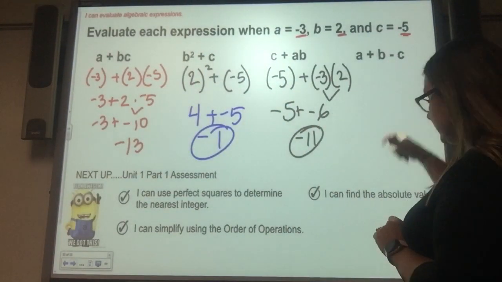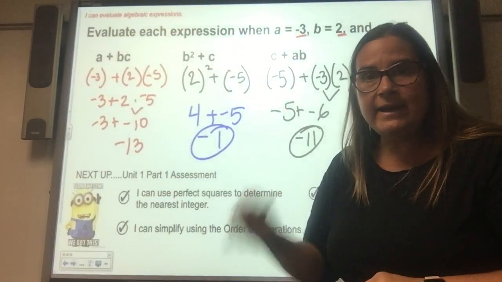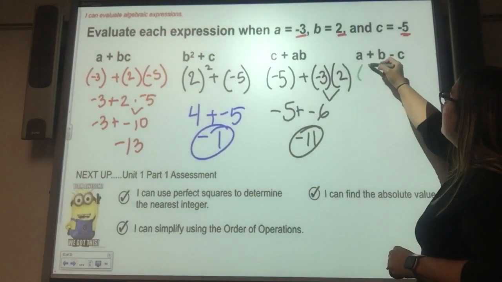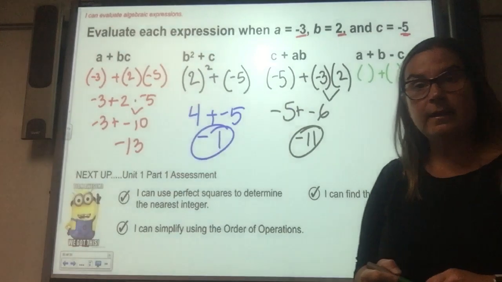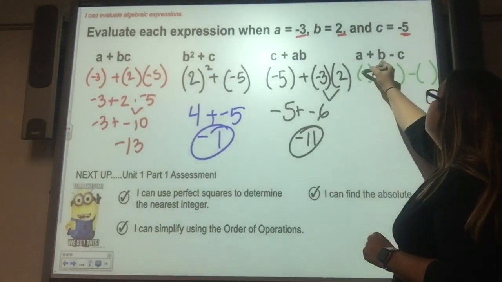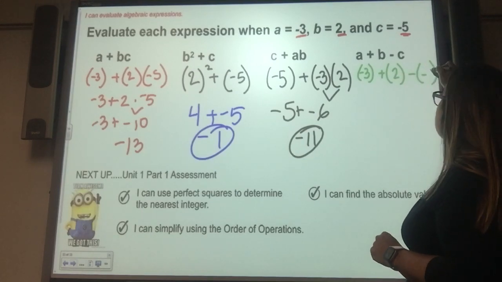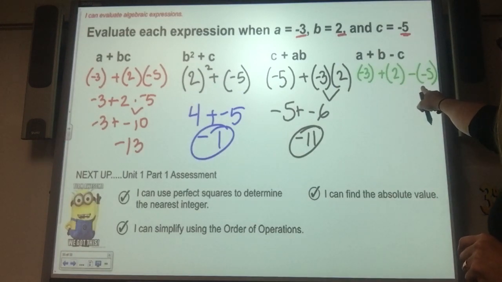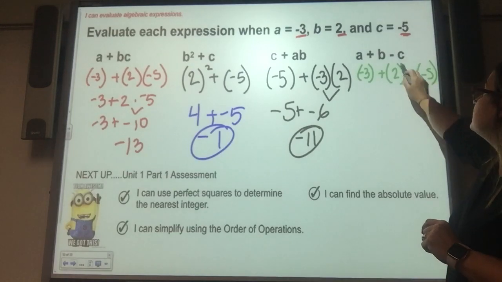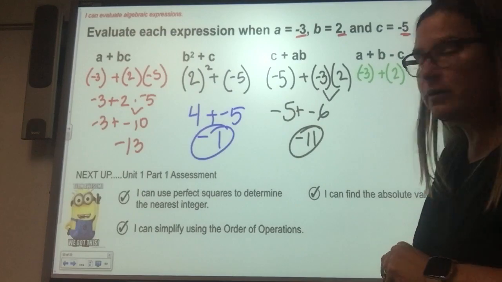All right, next one. We've got A plus B minus C. So A plus B minus C. We're going to fill in the values. -3. B is 2. C is -5. See, this is really where it's important to have the parentheses so you can see that you have the two negatives, because this is minus and then that's -5. That helps keep that clear, okay?